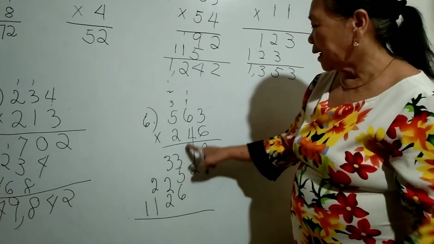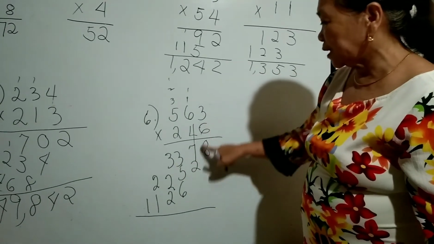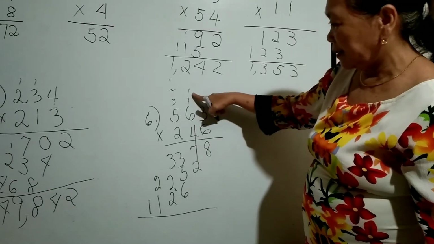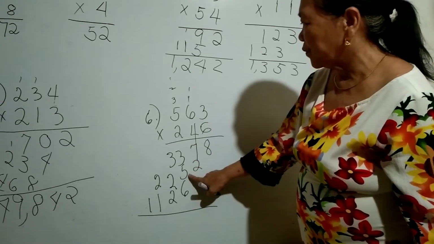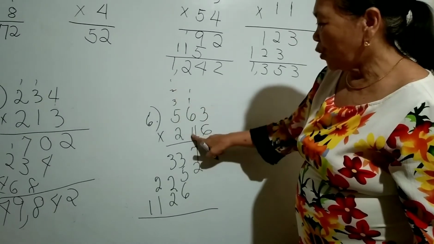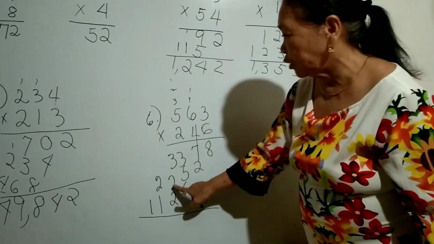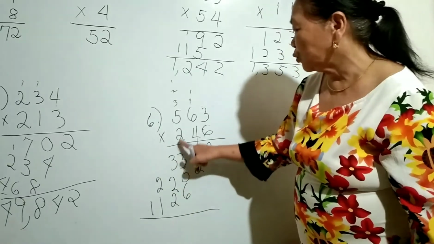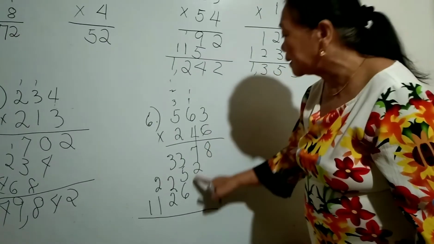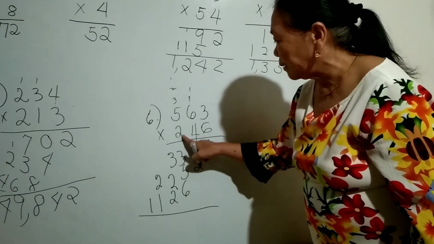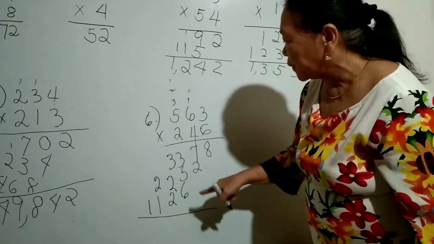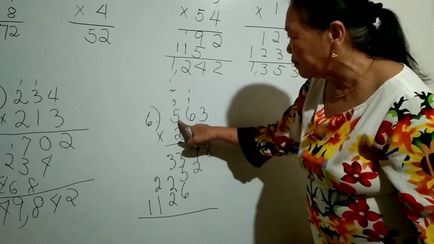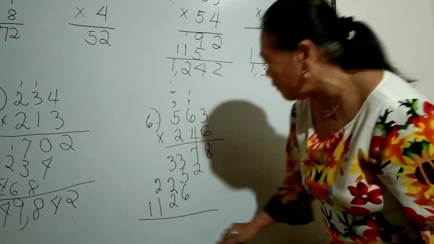Correct. Then 4 times 3 is 12, carry 1. 4 times 6, 24 plus 1, 25. Carry 2. 4 times 5, 20 plus 2, 22. Correct. Okay, 2 times 3 is 6. 2 times 6 is 12, carry 1. And 2 times 5 is 10 plus 1, 11.